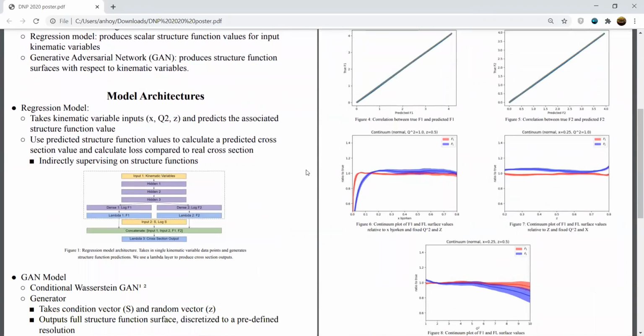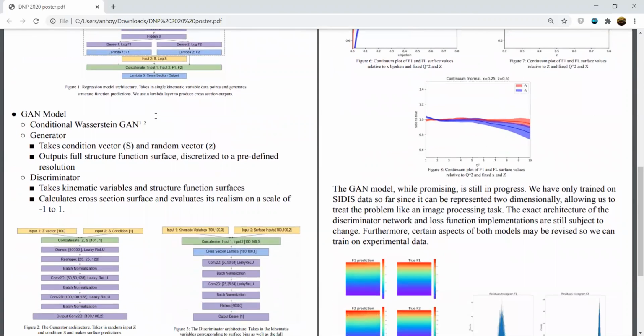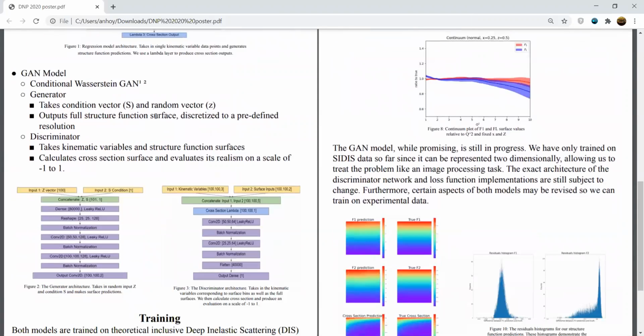The first method was the use of a regression model, which would take in kinematic variable inputs, x, q squared, and z, and produce associated structure function value predictions. The second method is a GAN model, which stands for Generative Adversarial Network, which is a model composed of actually two models which compete against each other.